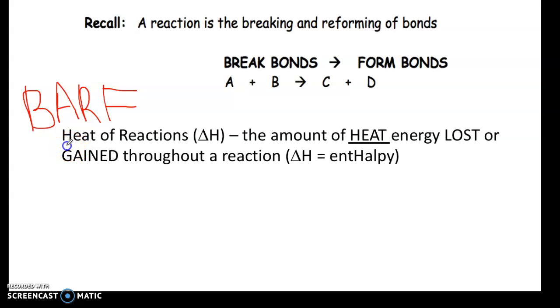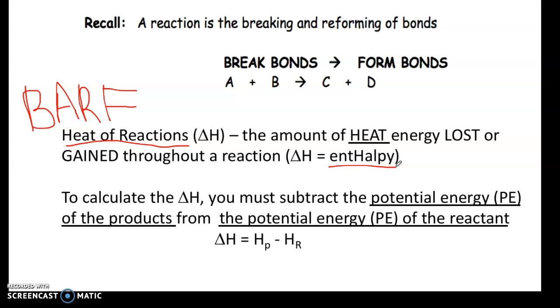Now, the thing about heat of reaction is that they use heat of reaction and entropy interchangeably. So sometimes they might calculate the heat of reaction, or sometimes they might ask what is the entropy? Same thing. You're still dealing with delta H and you're still calculating the amount of energy lost or gained. Now, how do you calculate the amount of energy lost or gained? Easily. You're going to subtract the potential energy of the products from the potential energy of the reactants.